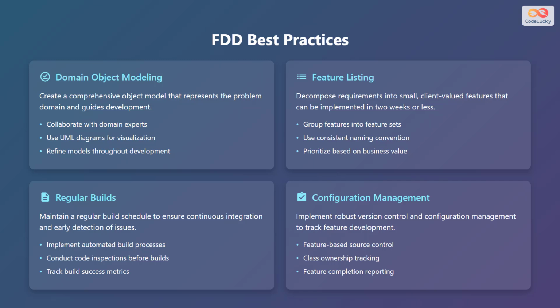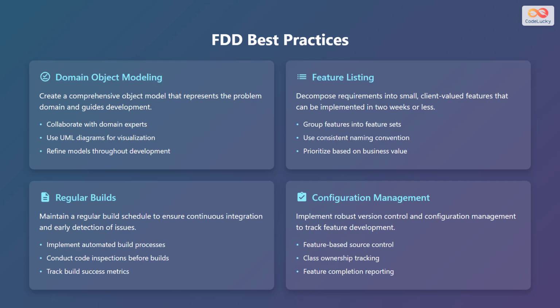Let's explore some of the best practices in feature-driven development. First, domain object modeling. It involves creating a comprehensive object model that represents the problem domain and guides development. This includes collaborating with domain experts, using UML diagrams for visualization, and refining models throughout development.